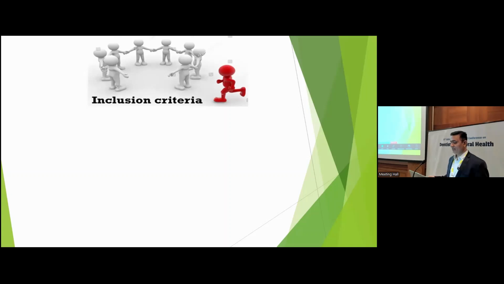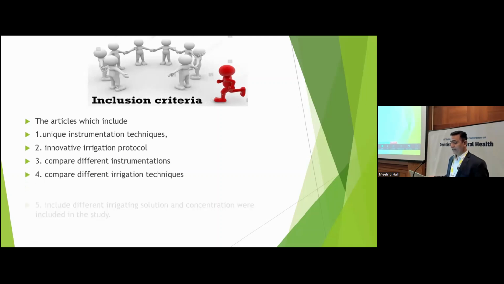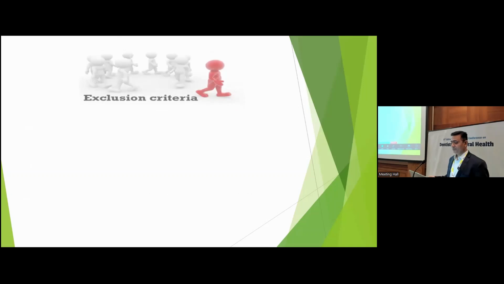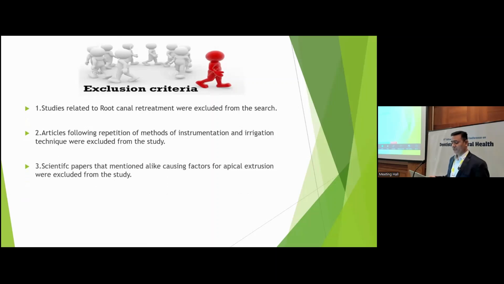Inclusion criteria for these articles were unique instrumentation techniques, innovative irrigation protocols, comparison of different instrumentation, comparison of different irrigation techniques, and different irrigating solutions and concentrations of these irrigants. Exclusion criteria: retreatment cases were excluded, studies with refutation of the methods were excluded, and confounding factors were also excluded from this study.